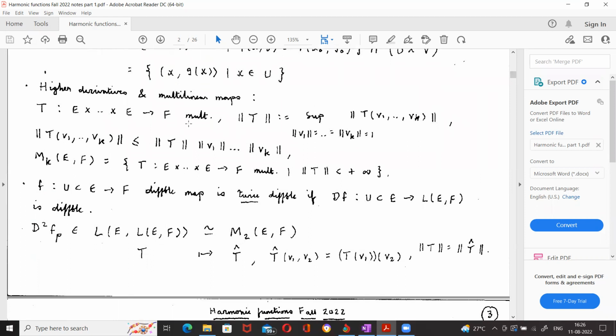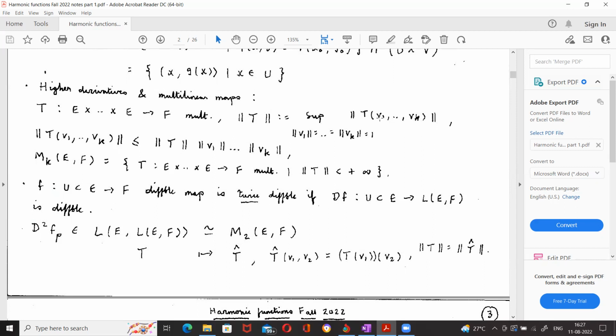So suppose E and F are normed linear spaces, and T is a multilinear map of k vectors from E cross E cross E, k times, to F. Then we can define the norm of this multilinear map similar to how we define the norm of a linear map. So the norm of T will be defined to be the sup over vectors v1 to vk of norm 1, so norm v1 equal to 1 up to norm vk equal to 1, and then you take the sup of the norm of T of v1 to vk.